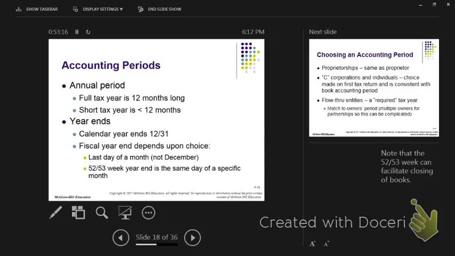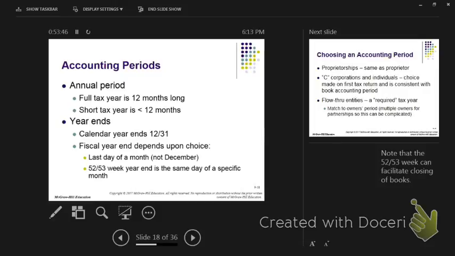First of all, we have your annual period, which hopefully we all know is going to be a full 12 months, or what we can call a short tax year, which is less than 12 months. A calendar year ends on December 31st, matching the calendar. But a fiscal year can be whatever a company sets up. It's the last day of their month. It does not have to be December. And actually, it can be any day of any month end that they choose.